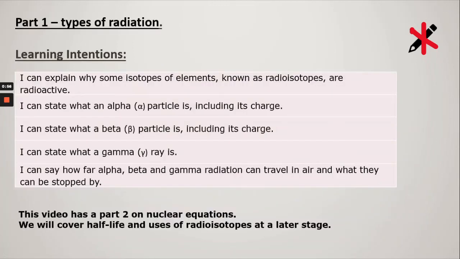Remember, you also need to know the information from part 1 of the video, so we need to know why some isotopes are radioactive, what alpha, beta and gamma radiation is, and a few of their properties, so their charge, how far they can travel in air, and what they can be stopped by.